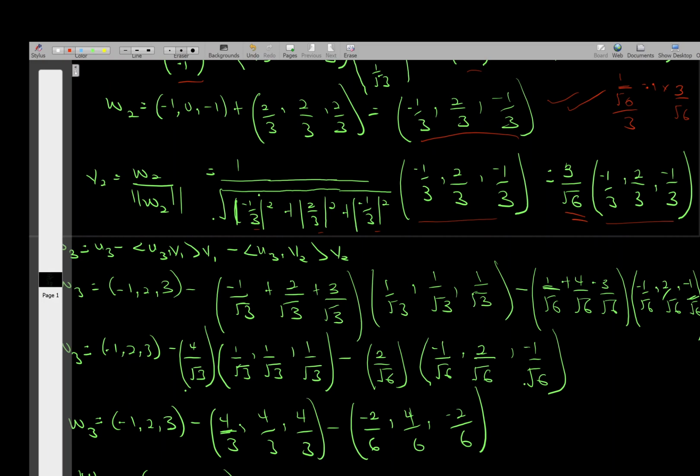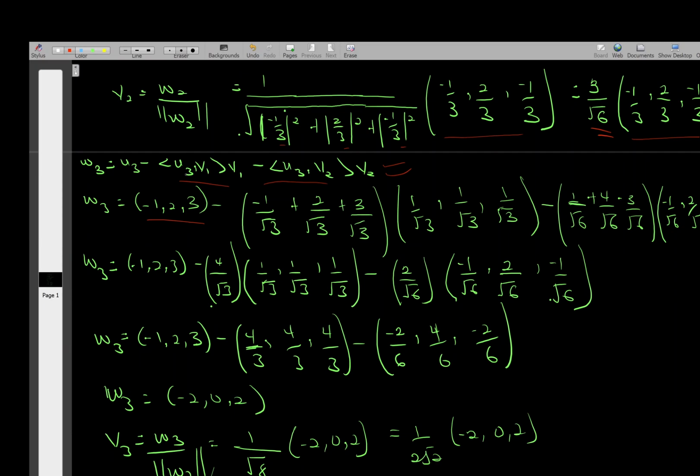Okay, so W3 is given by U3 minus the inner product of U3 and V1 times V1, minus the inner product of U3 and V2 times V2. So this is our W3, that's negative 1, 2, 3. The inner product of U3 and V1 is given by this, and V1 is given by this. Minus the inner product of U3 and V2 is what we have here, times V2. So now we have negative 1, 2, 3. You see, minus 1 over root of 3 plus 2 over root of 3 plus 3 over root of 3 is 4 over root of 3. That's what we have here.